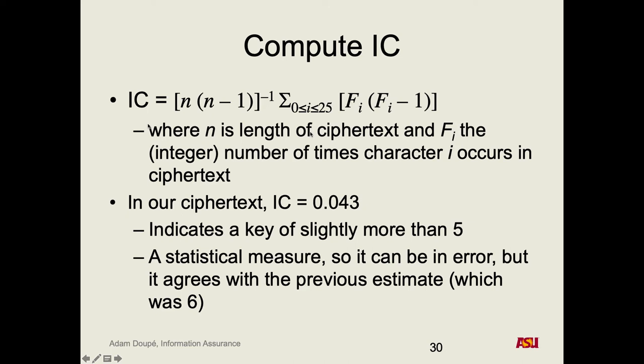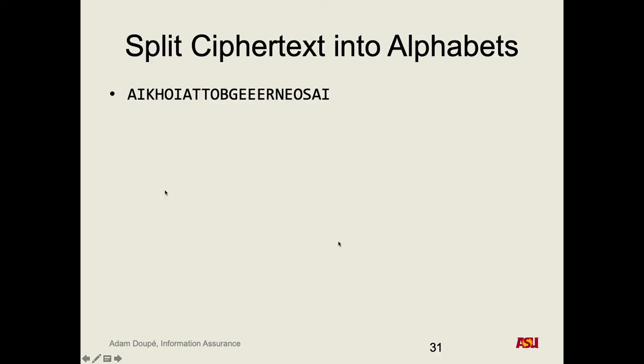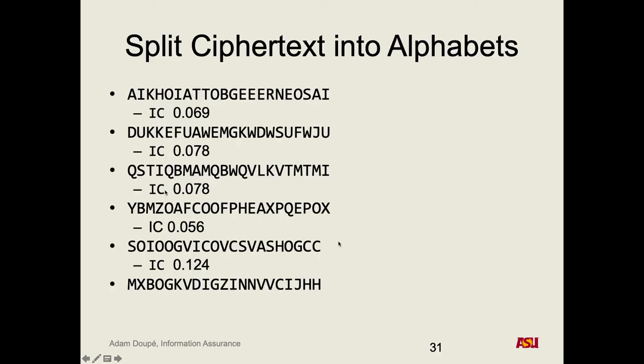But again, now we're double checking our previous estimate. This had nothing to do with repetitions or anything, right? So you can think of it as we've independently come to the same conclusion using two different methods: that the key is likely to be 6, based on computing this value and our analysis of the repetitions, and then our double check of looking at the index of coincidence for each of these alphabets.